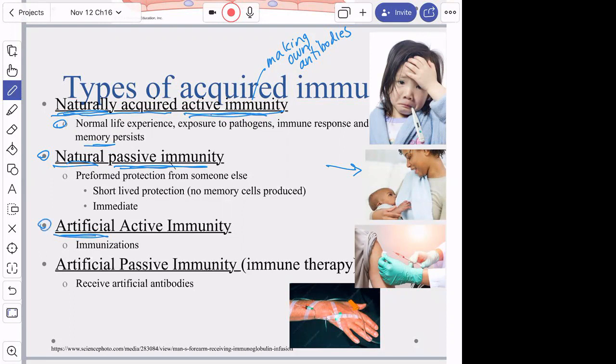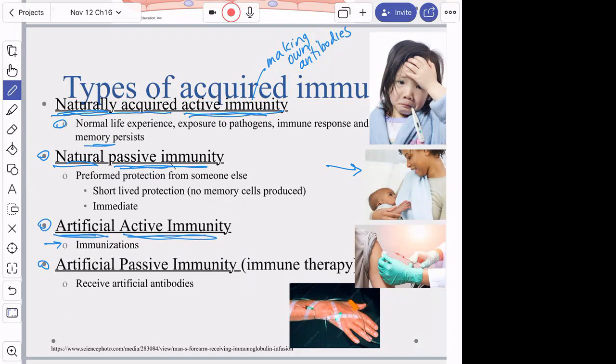Artificial active immunity is anytime you get an immunization. Did they do that 500 years ago? No. So that's artificially induced. It's not through normal life processes. But the patient is then able to make their own antibodies because they have this whole reaction to the vaccine. And then artificial passive immunity, we also call that immune therapy.